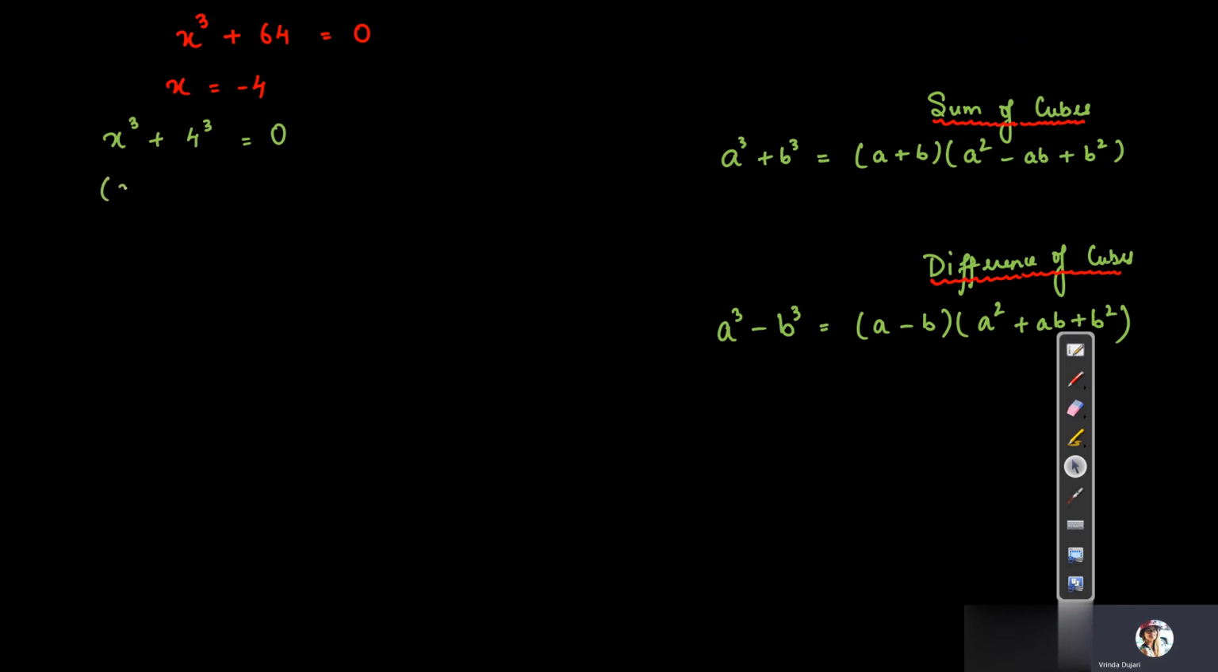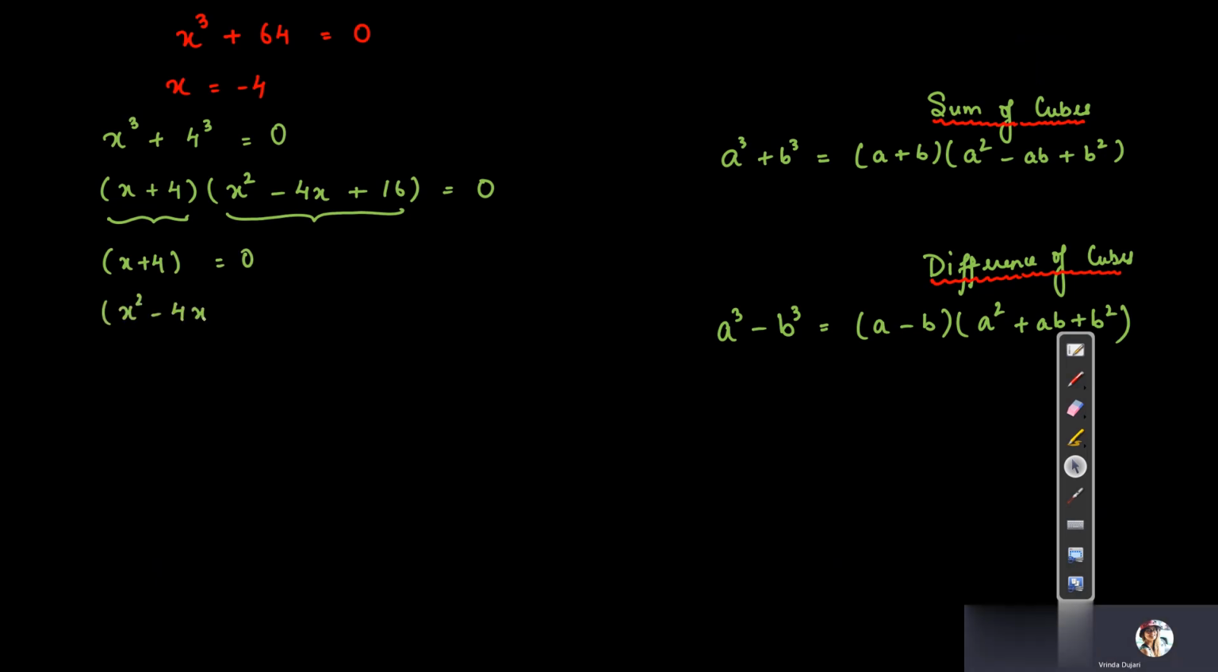So I will write it x plus 4 times x squared minus AB will be 4x plus B squared will be 4 squared, that is 16. Okay. Now see, we have two factors. This is one factor, this is another factor. This is one factor and this is another factor. And their product is zero. That means either x plus 4 has to be equal to zero, or x squared minus 4x plus 16 has to be equal to zero.